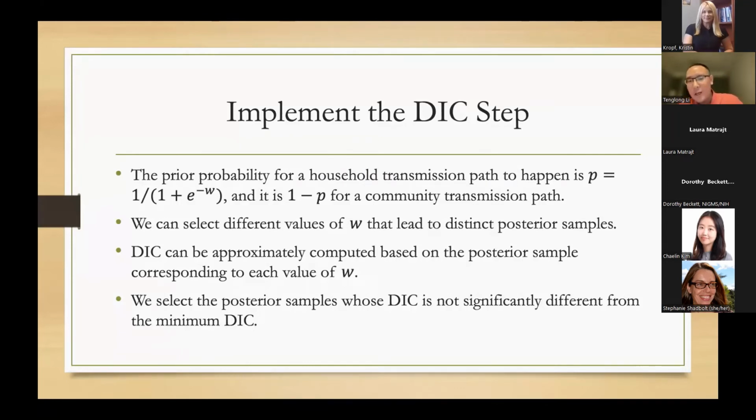One comment is that we can only approximately compute the DIC, because the likelihood really depends on the random directed graph, which cannot be seen, which happens under the water. So basically we use a simulation to approximately compute the DIC. Finally, we are able to select different posterior samples based on their priors and according to the DIC.